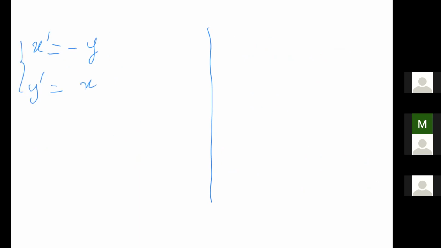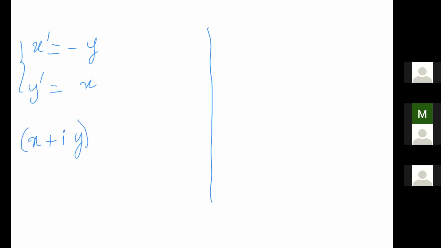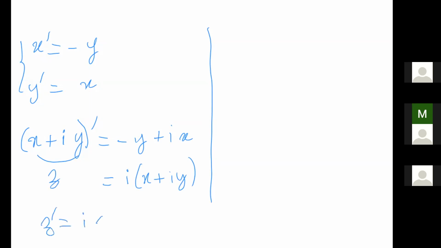I can just do this trick because I'm looking for the solutions in the plane, so I can write it like that. I just sum up the first and the second. The second I multiply by i, the complex i. So I get, and this is nothing but i times x plus iy. So if I call it z, I get in the complex plane z prime equals i z. And so everything works the same.